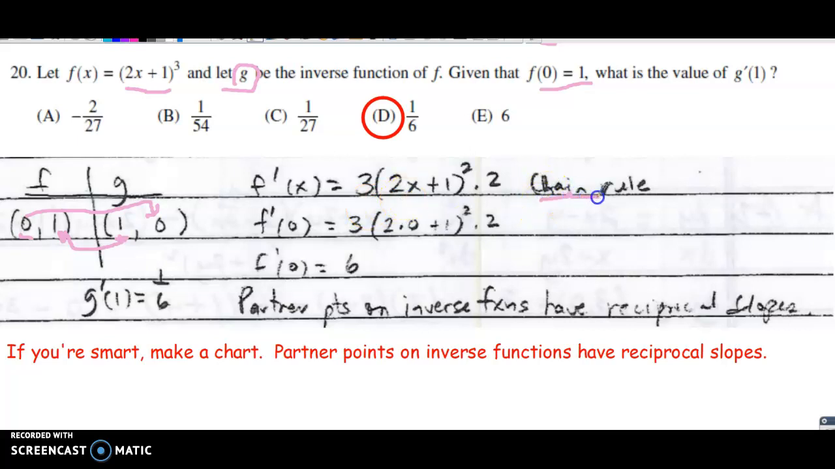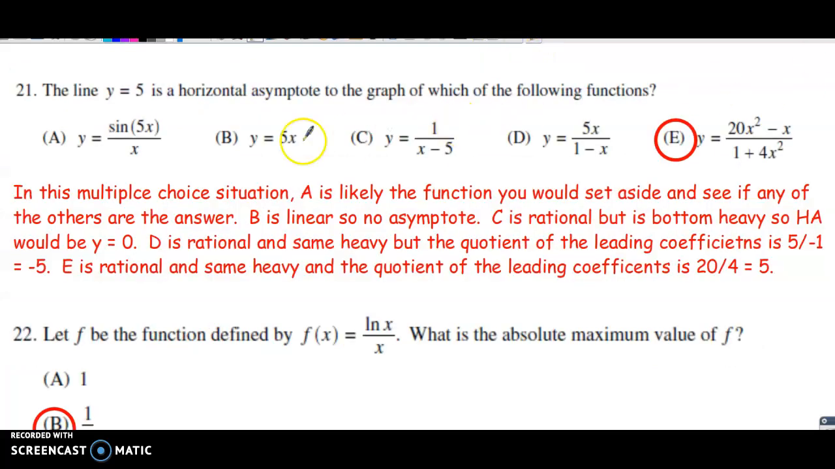So we find the derivative of f original by the chain rule. You can see that. Derivative of the outside times the derivative of the inside. We find the derivative at the x value of 0. And partner points on inverse functions have reciprocal slopes. So since the slope at 0 of f is 6, the slope of g is the reciprocal of 6, which is 1/6.